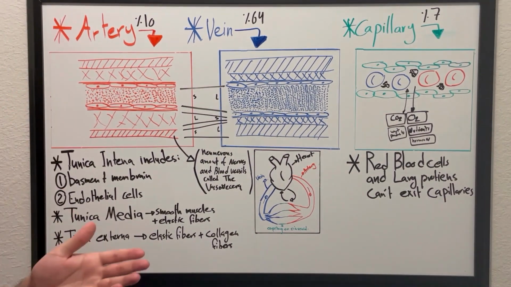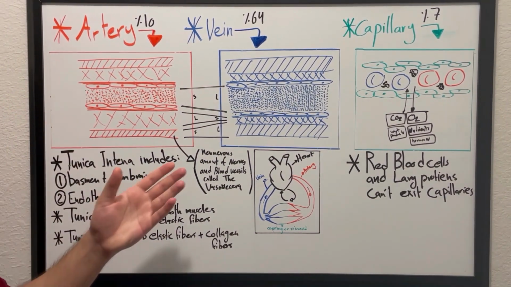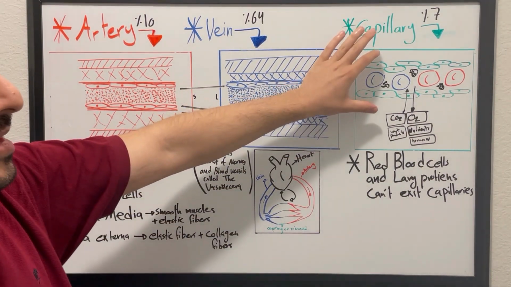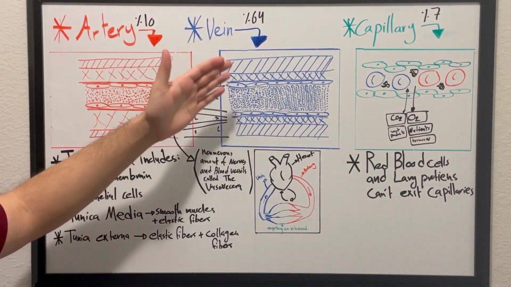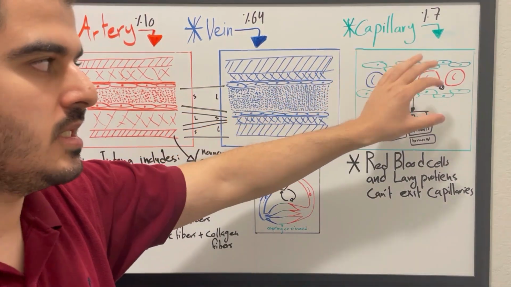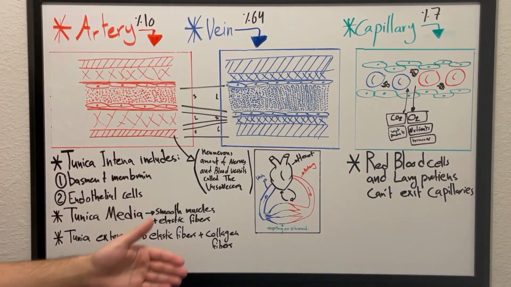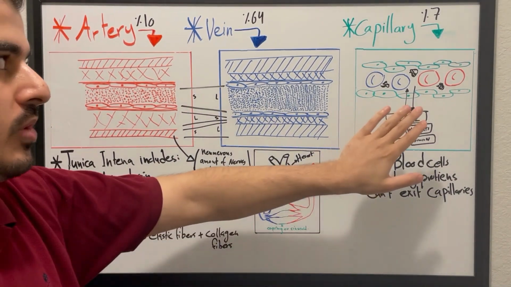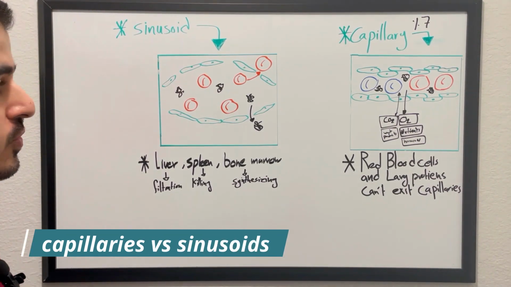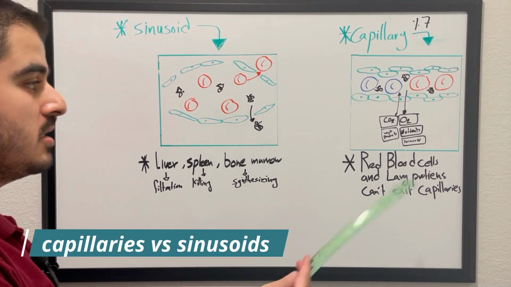Third is the tunica interna, which as we said is made out of the basement membrane and endothelial cells. And as we can see here, capillaries have neither tunica media nor tunica externa. They only have a single layer of endothelial cells. And now I'm gonna make a drawing for the sinusoid in order to compare between capillaries and sinusoid. Okay, there you go. And now as we can see here, this is a sinusoid and this is a capillary.